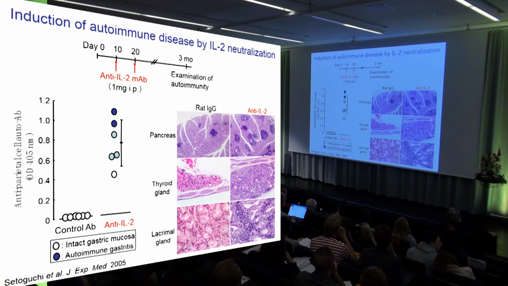So this means that by neutralizing IL-2, we can induce autoimmunity. In normal mice, if you inoculate anti-IL-2 just twice after birth, it's enough to cause autoimmune gastritis. And this is the NOD mice, which are prone to develop thyroiditis or type 1 diabetes. Now you see very severe type 1 diabetes and thyroiditis, or adenitis, autoimmune disease in the salivary gland and lacrimal gland. So just neutralizing one cytokine, IL-2, is enough to cause autoimmunity.